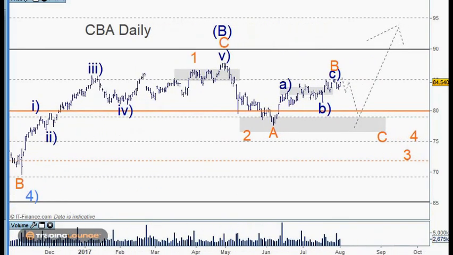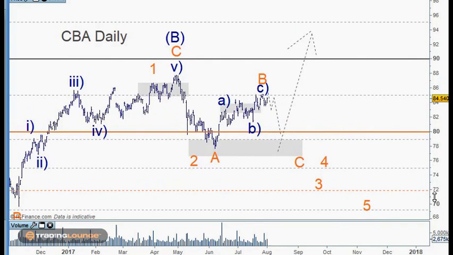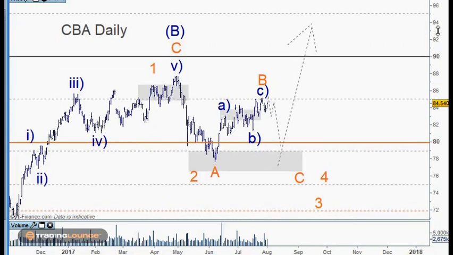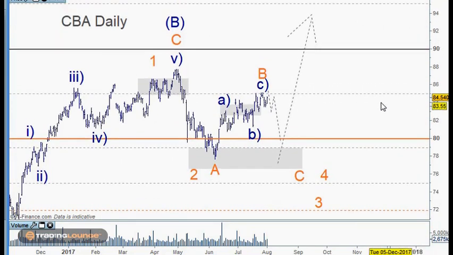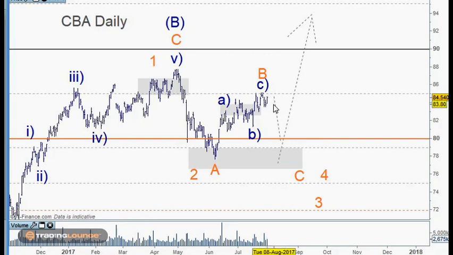One of the things we're going to use is CBA, because CBA has the largest weighting, I think it's 8.8% or something of the index. So it's like the big one in there. That's why I use it a lot. At 85 here, we could see that 85 was the resistance. My thinking was that if 85 became the support, then we need to be long at that point.